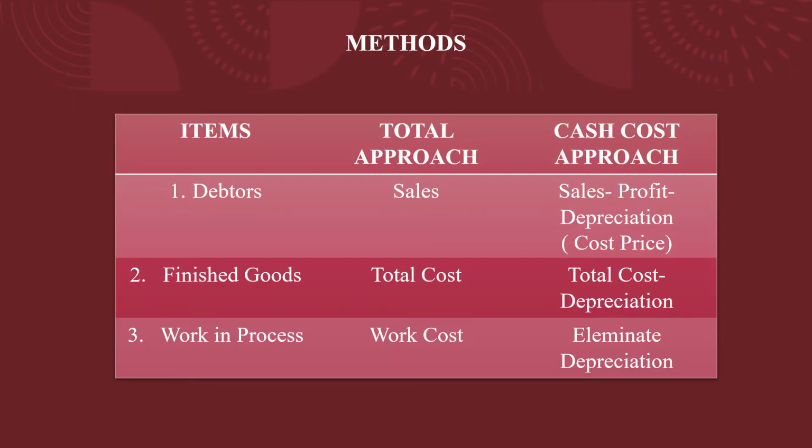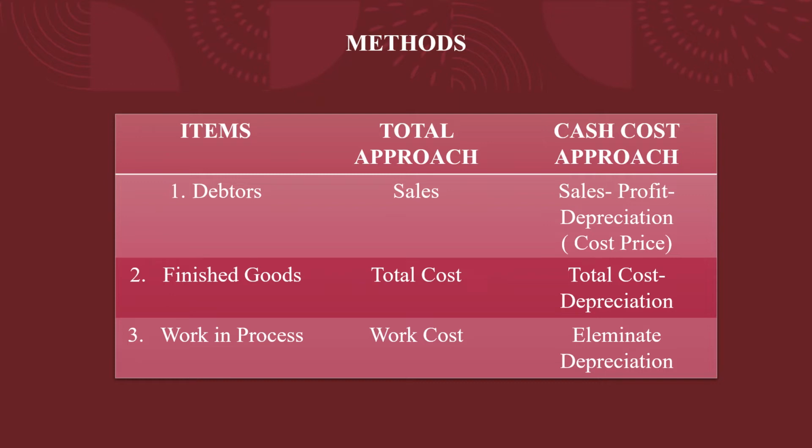There are two methods for the calculation of working capital requirement. The first one is the total approach and the second is the cash cost approach. Only three items are affected by following different approaches. And there's only a slight difference between the two methods. And we can follow any of the following methods.